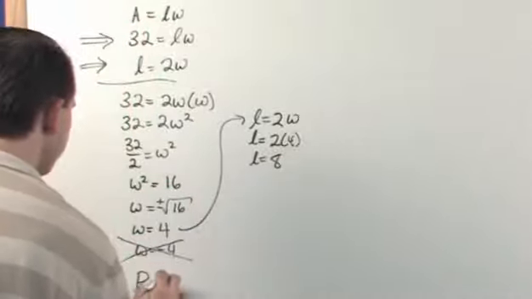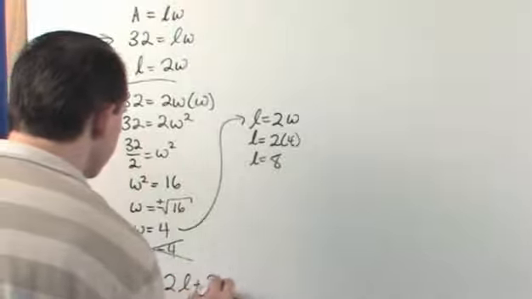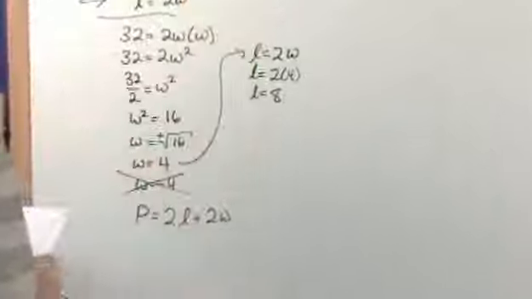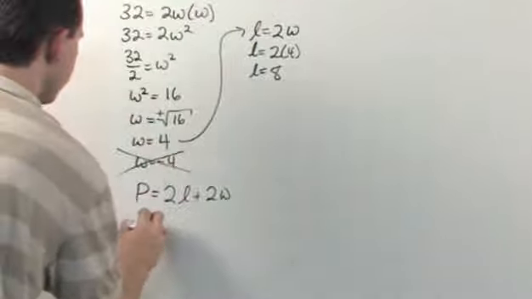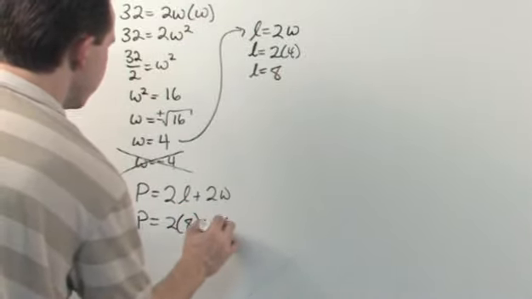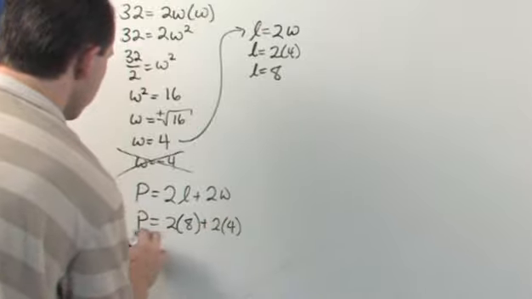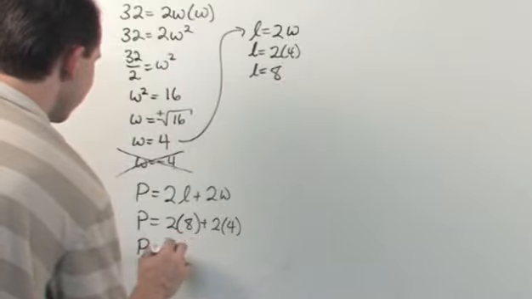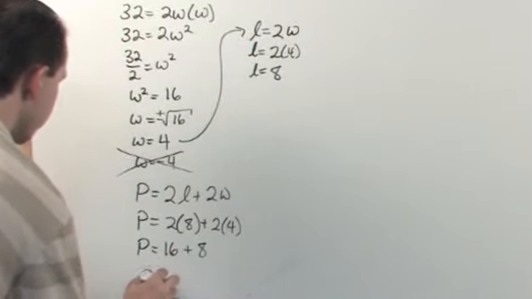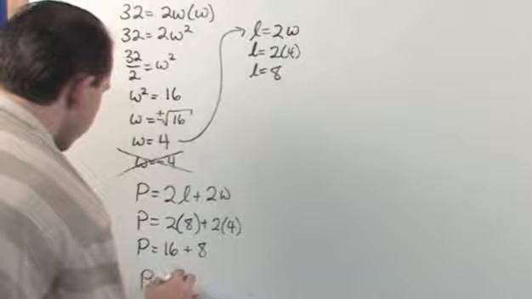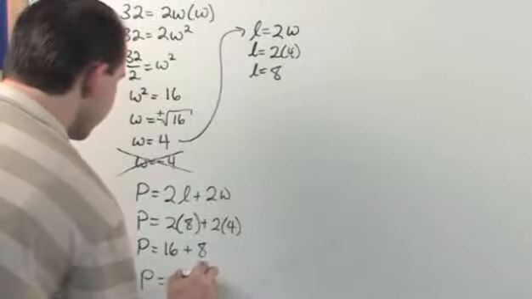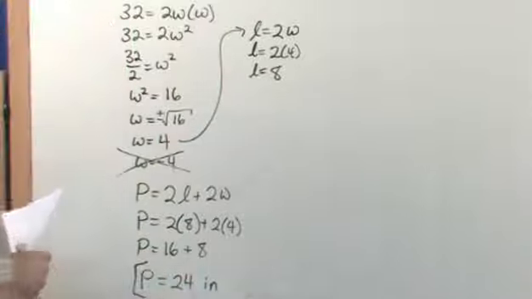The perimeter is equal to 2L plus 2W, just adding everything up. 2 times L plus 2 times W adds everything up all the way around. So the perimeter is equal to 2 times the length, which is 8, plus 2 times the width, which is 4. So the perimeter is equal to 8 times 2 is 16, plus 2 times 4 is 8. 16 plus 8, perimeter is going to equal 24. And that's 24 inches, because we're dealing with inches in this problem. Okay, the perimeter is 24 inches.